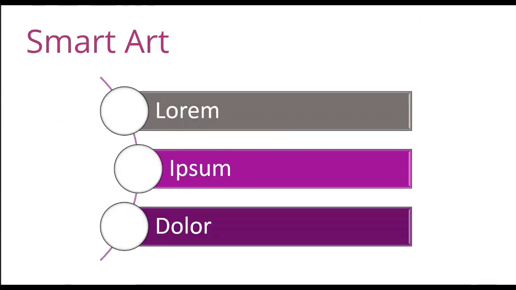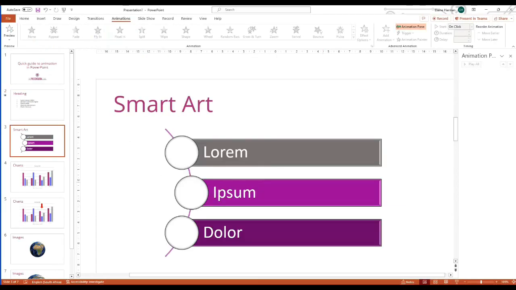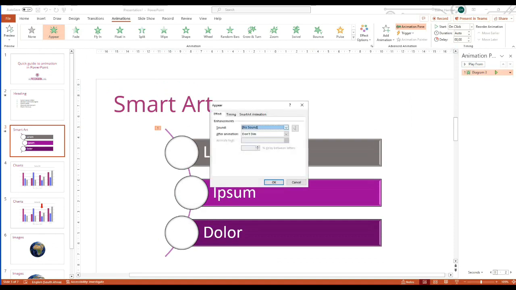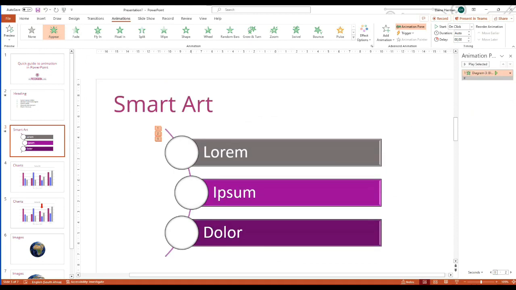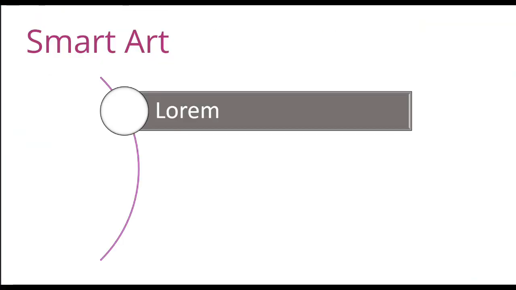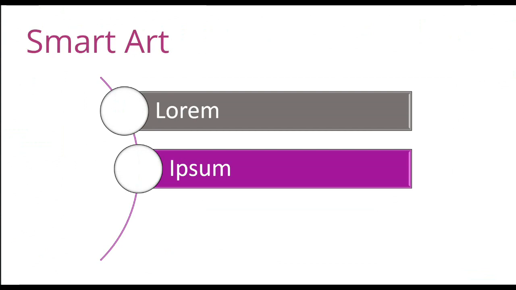SmartArt has the same problem. It also tends to animate as one object. So once again, click on your SmartArt object, go to your animation pane by clicking on the animation button. Now we're going to click on effect options, go to SmartArt animation, and open up the drop down and select how we're going to choose to animate it. And we can choose to animate it by one object at a time. 1, 2, 3. And let's see how that looks.